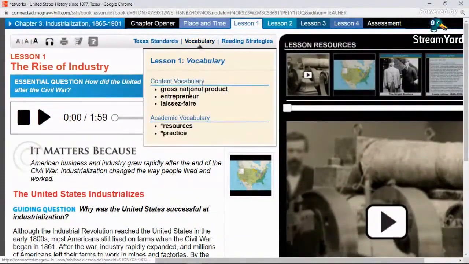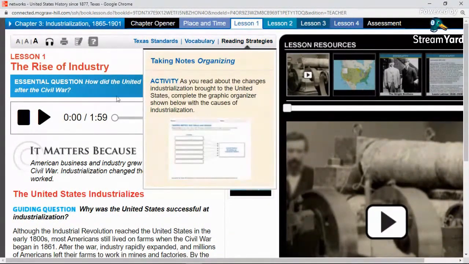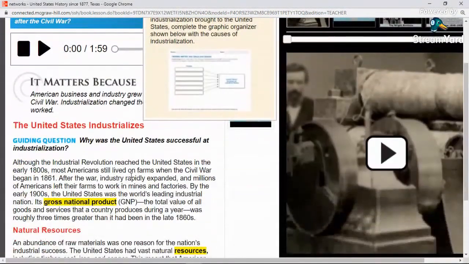Always check out your vocabulary. Let's focus on what is the gross national product, what is an entrepreneur, and what is laissez-faire. And then you have some academic vocabulary, like what are resources and practice. We'll look at that, okay? Don't forget your reading strategies. If you do need to take your own personal notes, if you don't want to write down the required notes, that's where you'll find that. And always remember that you can listen to the chapter if you want to.